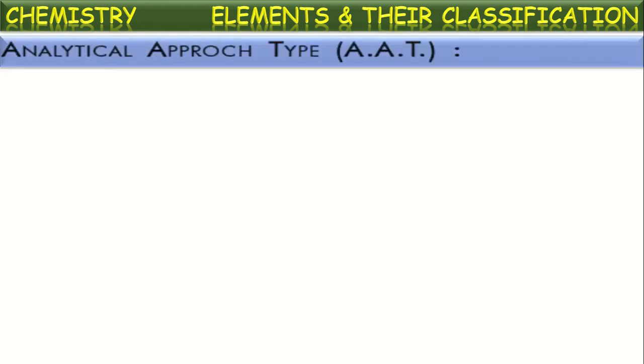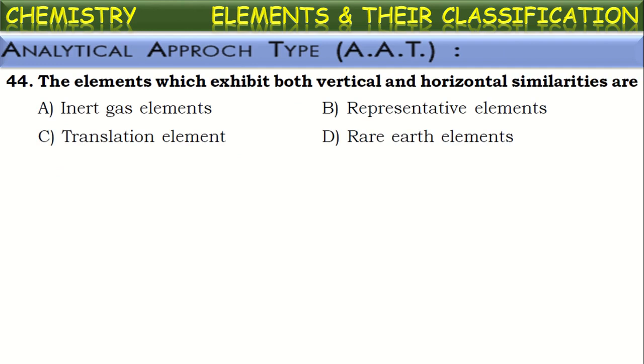Next, let us see analytical approach type questions. See the first one among those. The elements which exhibit both vertical and horizontal similarities. What are those? Rare earth elements. Because the rare earth elements are nothing but lanthanoids.